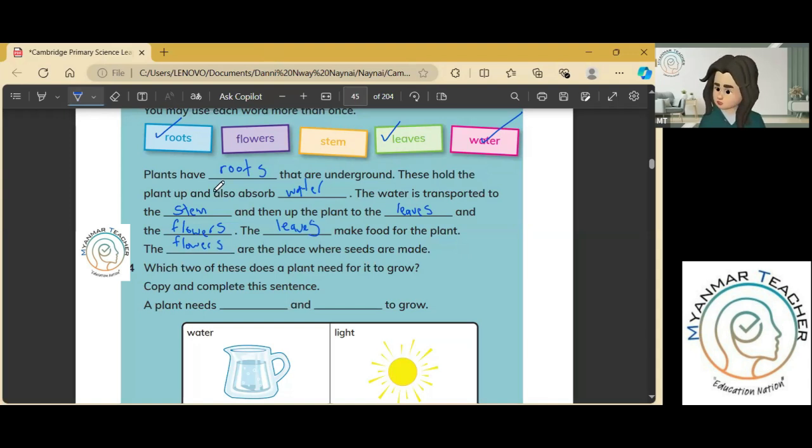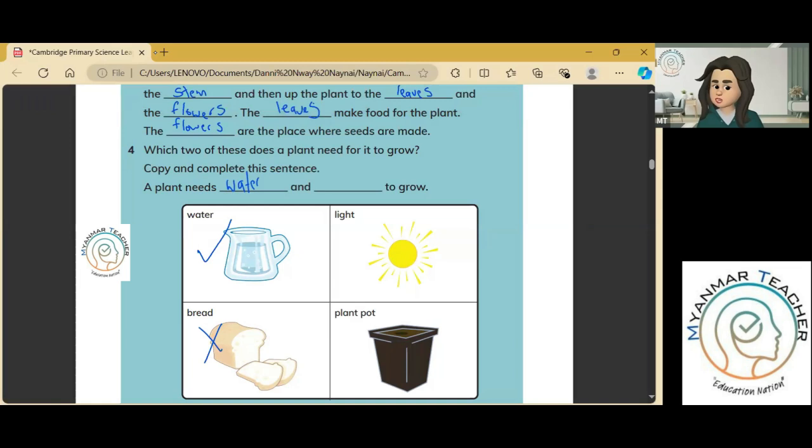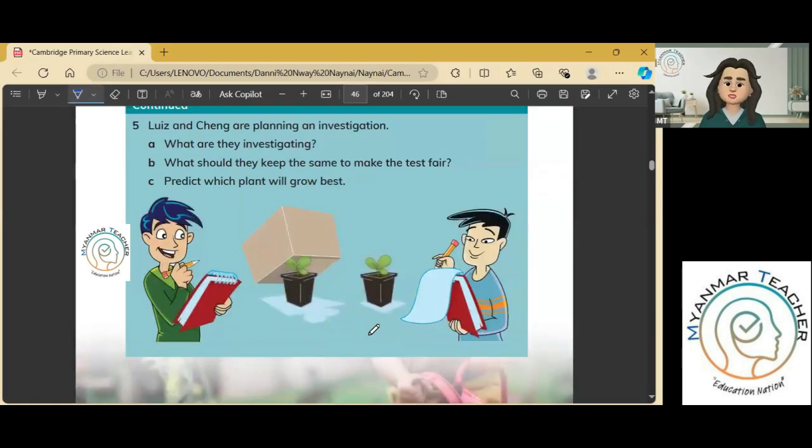Which two of these does a plant need for it to grow? A plant needs blank and blank to grow. Let's start. Water. It definitely needs water. So yes, it does need. We're gonna put water as our option. Bread, no. Plants do not eat human food. They do not eat bread. Only we might need bread, but we don't need it to live as well. But to grow, yes, for us, but not for them to grow. A plant pot, not necessarily. So no. Sunlight, yes.